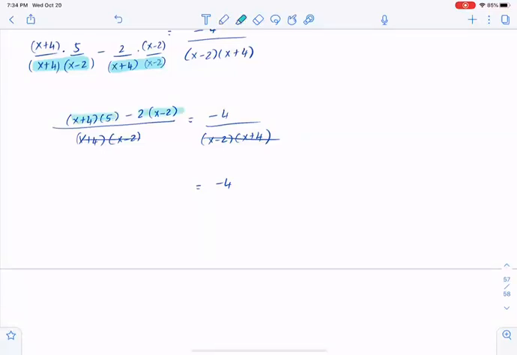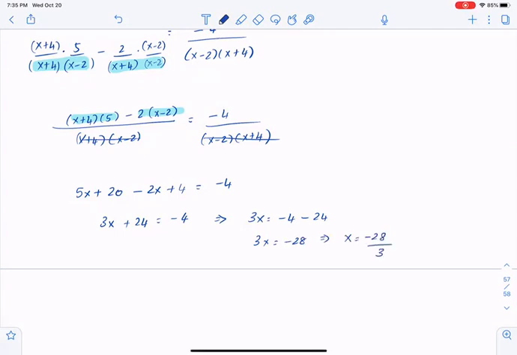here and there. So 5 times x is 5x. 5 times 4 is 20. -2 times x is -2x. -2 times -2 is +4. So 5x minus 2x is 3x. 20 plus 4 is 24. And that would equal -4. So 3x would then be equal to -4. Move the 24 to the other side. We will have -24. 3x would be equal to -28, which would mean x is -28 divided by 3.